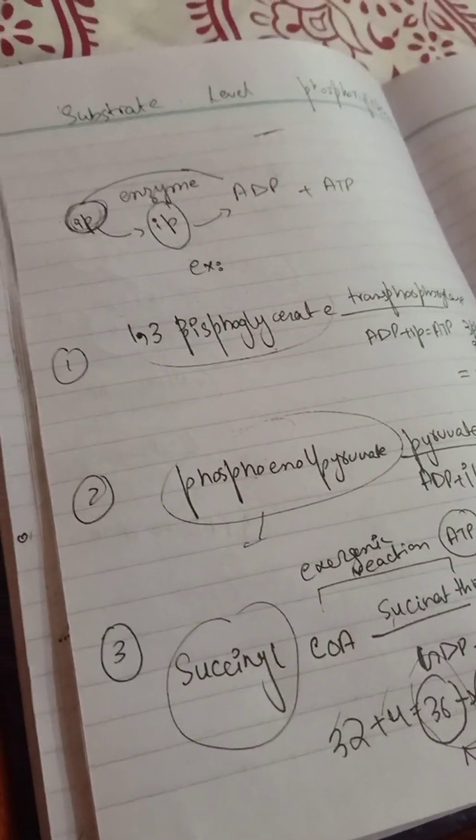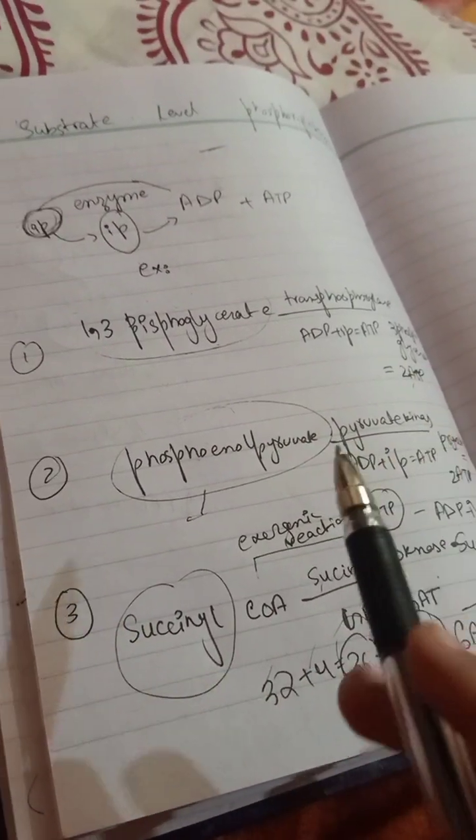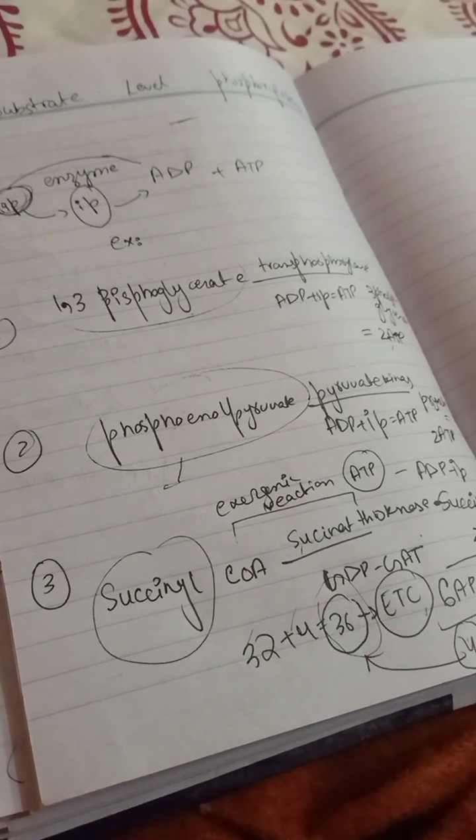Okay, so this was about substrate level phosphorylation. Here the electron transport chain topic is basically completed in very detail. In the next video we will discuss the next topics.